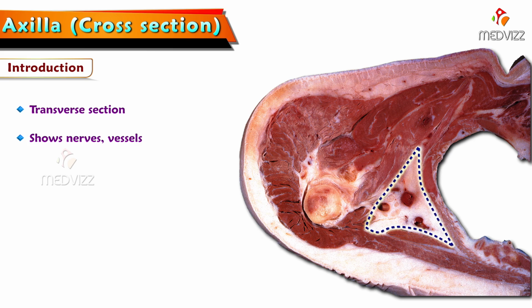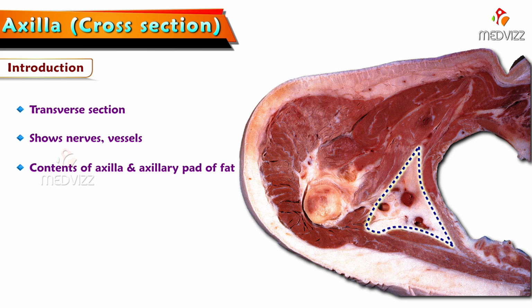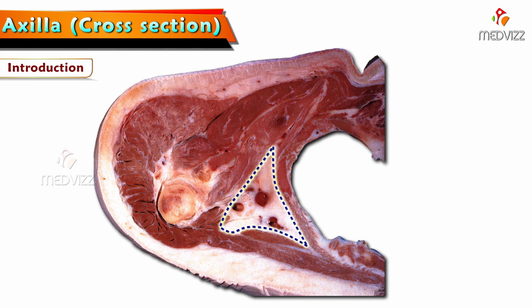So this part hints that these are the contents of axilla, along with axillary pad of fat. We will check these contents later. First we will see the orientation of the specimen to make out which is anterior, posterior, lateral and medial aspects. So we will begin with the identification of walls of axilla.